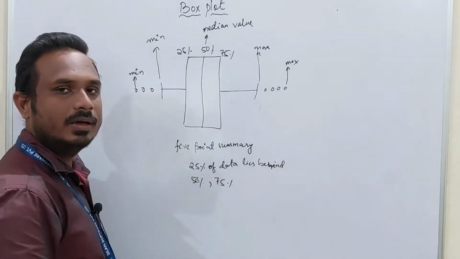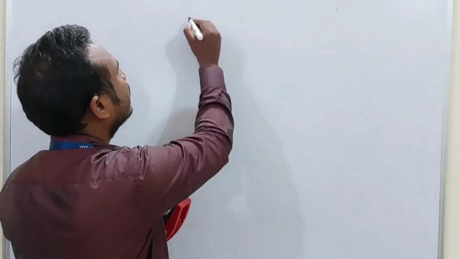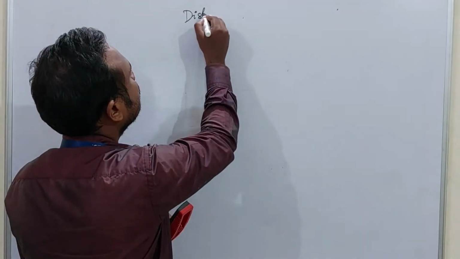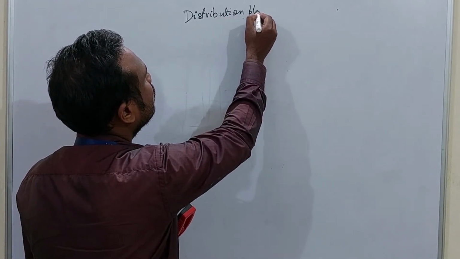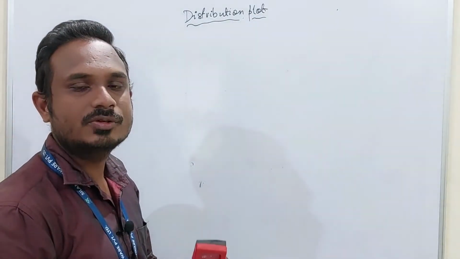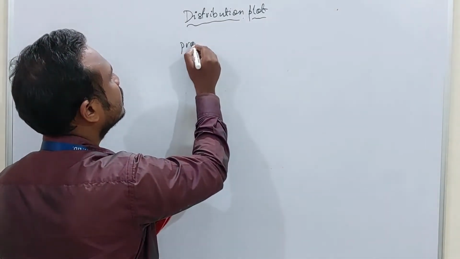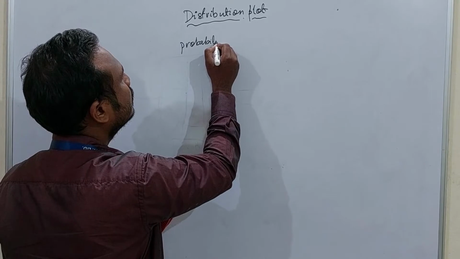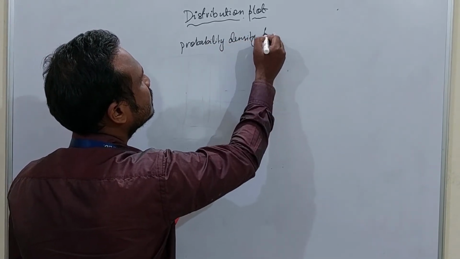Okay, so next we will talk about distribution plot. Now you can look into the distribution plots. So what are distribution plots? A distribution plot is generally associated with probability density function.